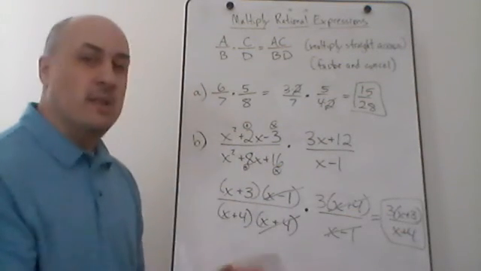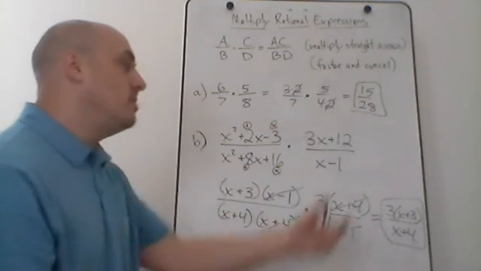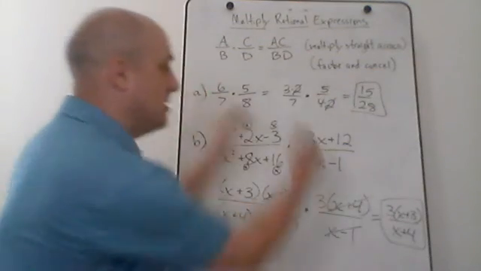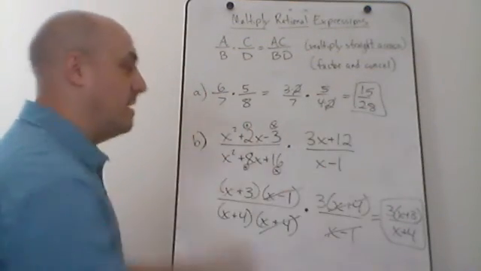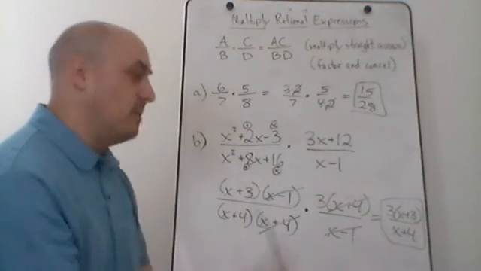And usually, if we have just a number as a factor or just a single variable like an x, we put that in front of the parentheses as opposed to behind it. You could write this as x plus 3 and then the 3 at the end, but generally we put that number in front, 3 times x plus 3, like we have here.